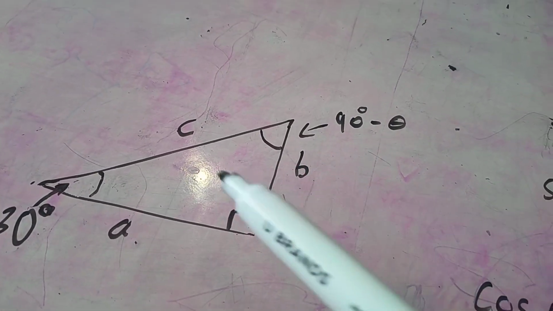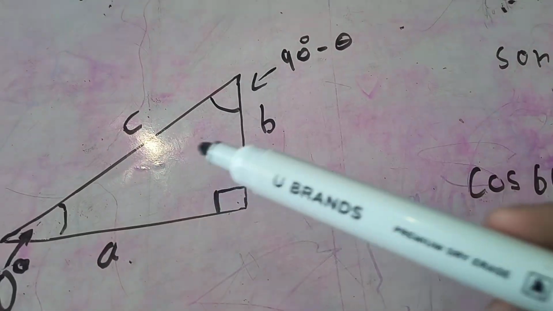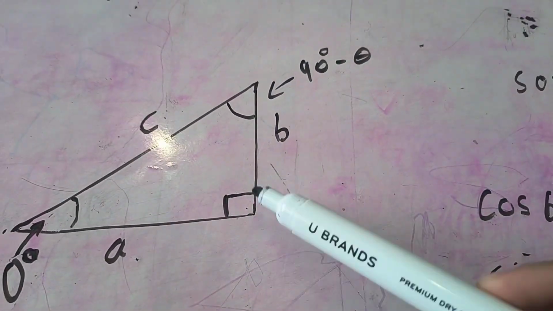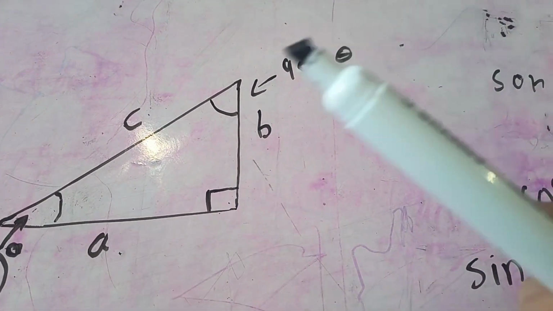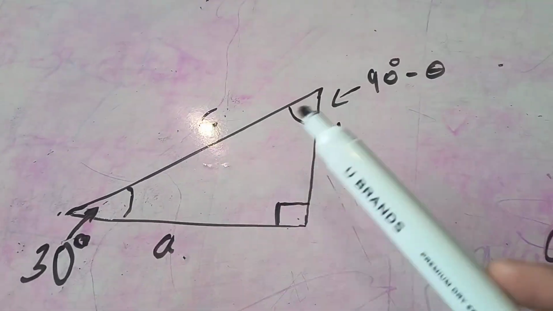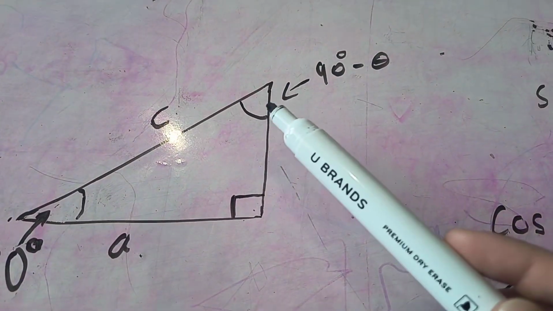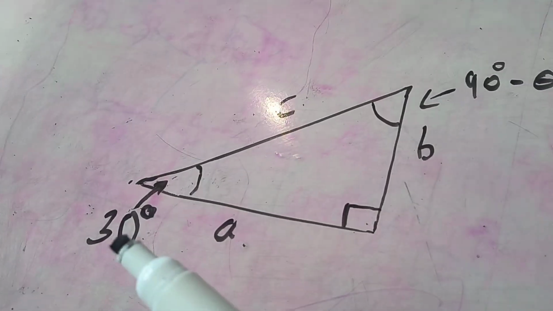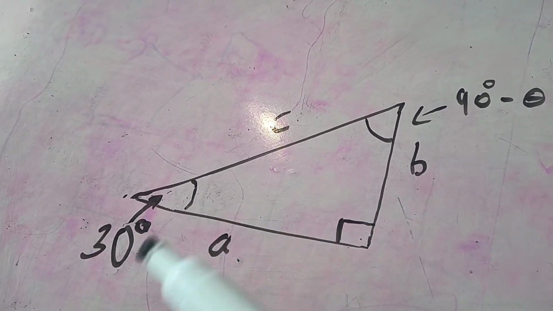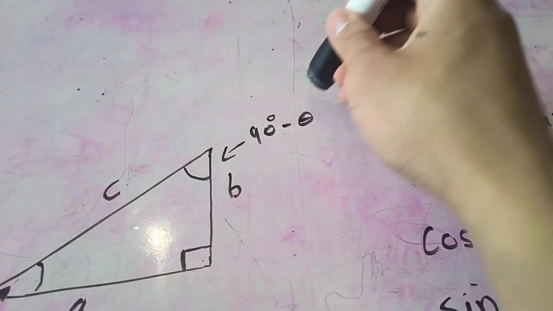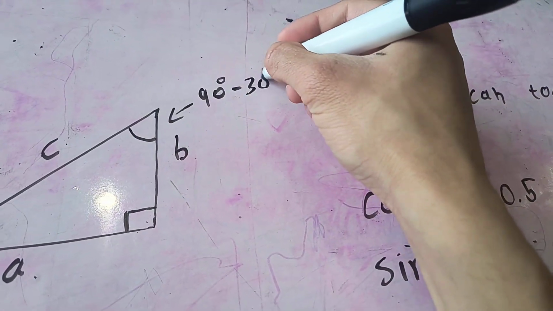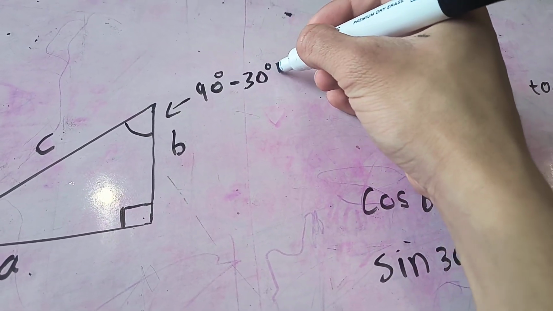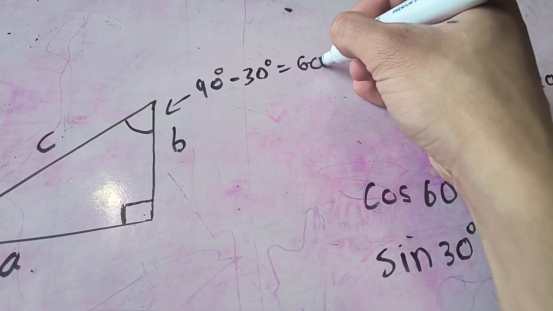Now, let's first solve for this other angle. We know that this angle is equal to 90 degrees minus theta, because the angles in a triangle have to add up to 180 degrees. This 90 degrees is being taken up by this angle right here. 180 minus 90 is 90 degrees, so we have 90 degrees left. So this angle is 90 degrees minus theta, and I said theta is this angle. So this angle is equal to 90 degrees minus 30 degrees, which is equal to 60 degrees.